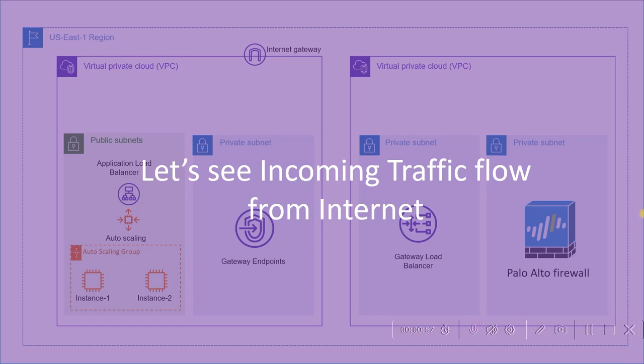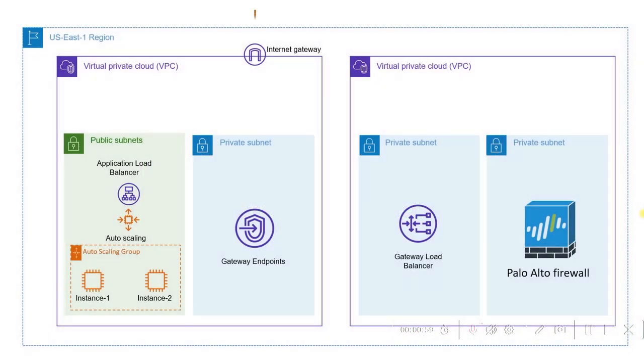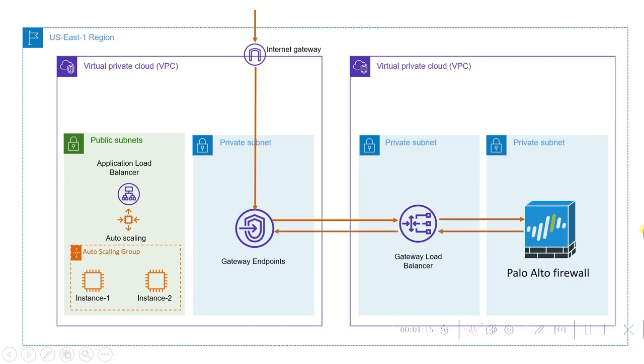Let's see the incoming traffic flow now. First it will hit the internet gateway, then it will go to the gateway load balancer endpoint, then the gateway load balancer, then it will go to Palo Alto firewall. Here we'll configure the rules to allow this traffic. So it will be inspected by the firewall and go back to the gateway load balancer endpoint, then to the application load balancer, and it will create a session with one of these servers.